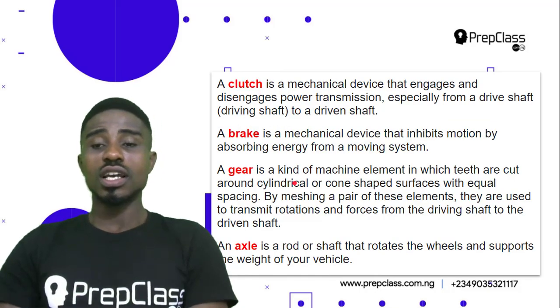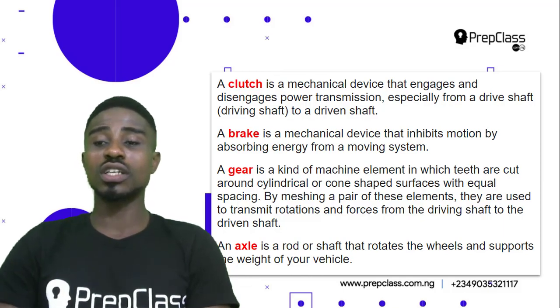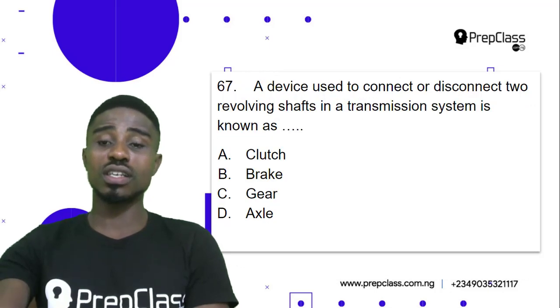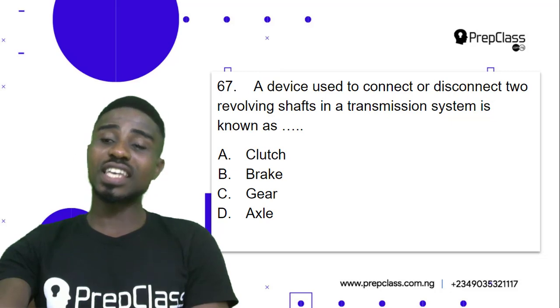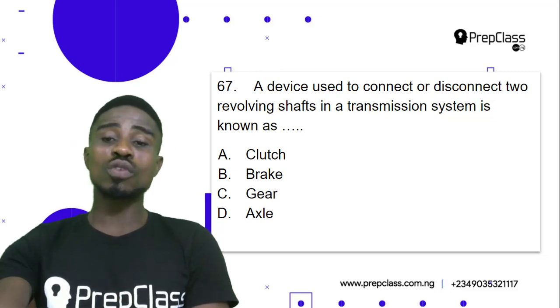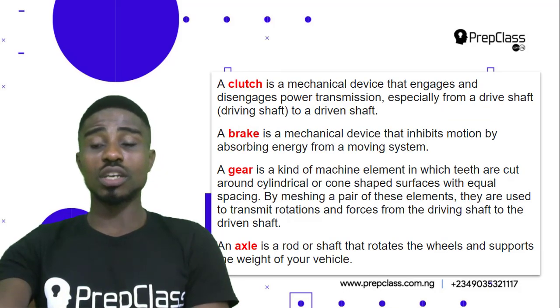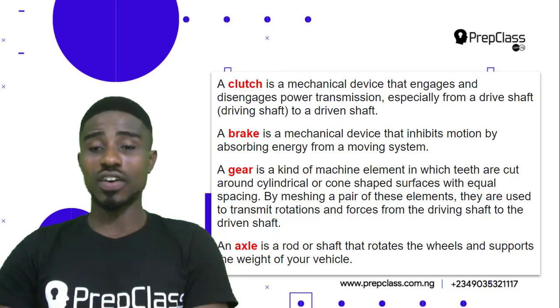A clutch is a mechanical device that engages and disengages power transmission, especially from a drive shaft to a driven shaft. And that answers our question because our question says a device which connects or disconnects. So a clutch engages or disengages two revolving shafts in a transmission system. A clutch, a mechanical device that engages or disengages power transmission from a drive shaft to a driven shaft. So a clutch is our correct answer.